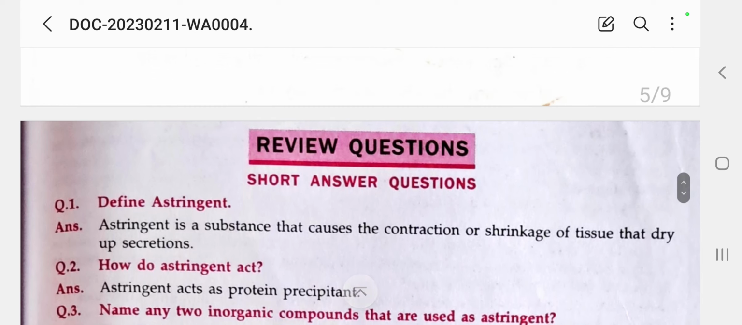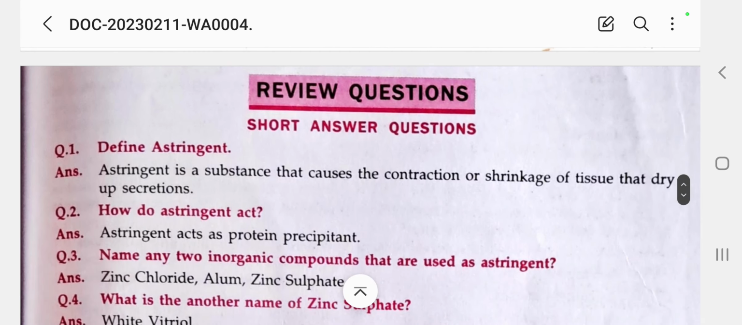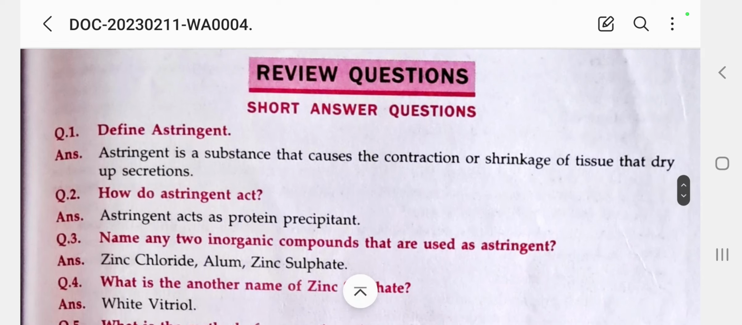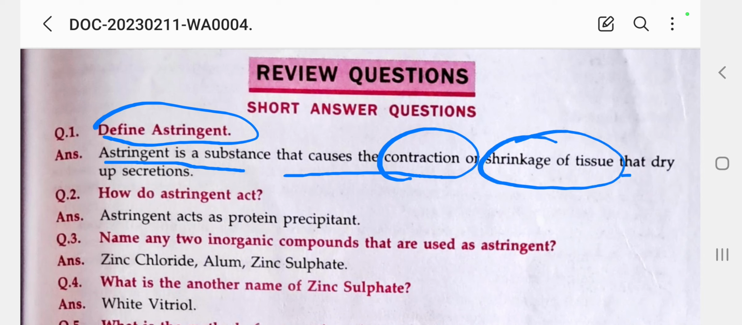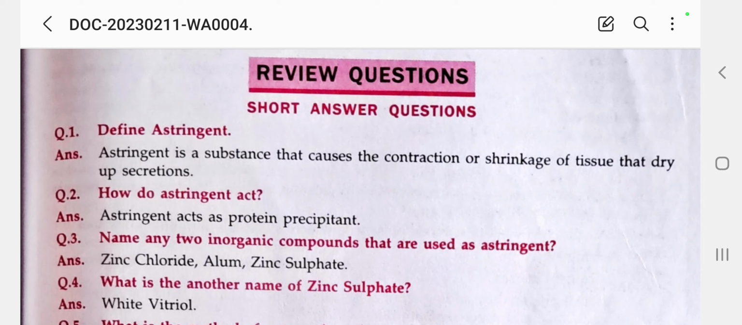In this class I am going to discuss question and answer about the astringent topic. First we'll see one by one. Define astringent. An astringent is a substance that causes the contraction or shrinkage of tissue and dries up secretion, or we may say which arrests discharge by causing shrinkage of tissue, or simply which stops the bleeding.